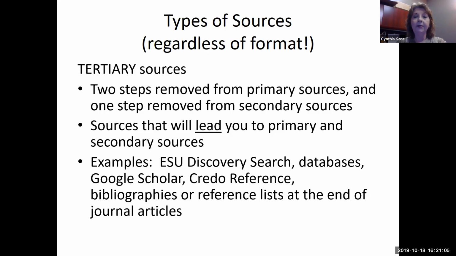Bibliographies, so for example, if you have a bibliography or a reference list at the end of journal articles to search for more information, those bibliographies or those reference lists are actually tertiary sources of information because they are lists of journal articles or other sources that were used to write that article. These concepts will become a lot more familiar as you work with them more in our class.